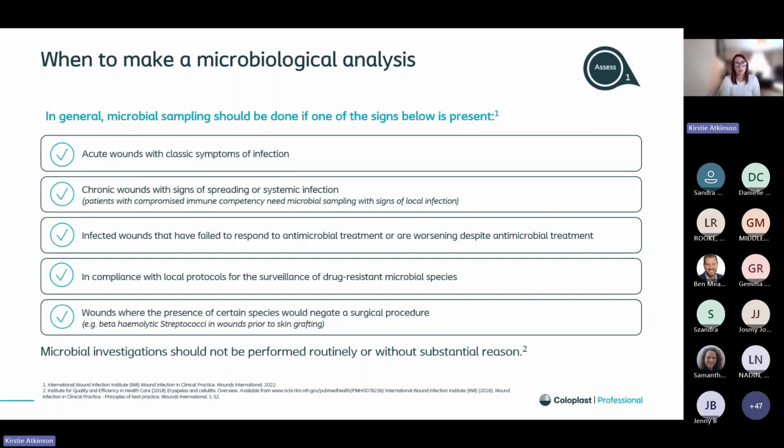Or if your local protocol says different, so there might be some areas that might be doing surveillance for something, so they might want it to be done sooner. So always check your local policies and protocols. And there's certain microorganisms that would stop a surgical procedure, so certain things would stop skin grafting.